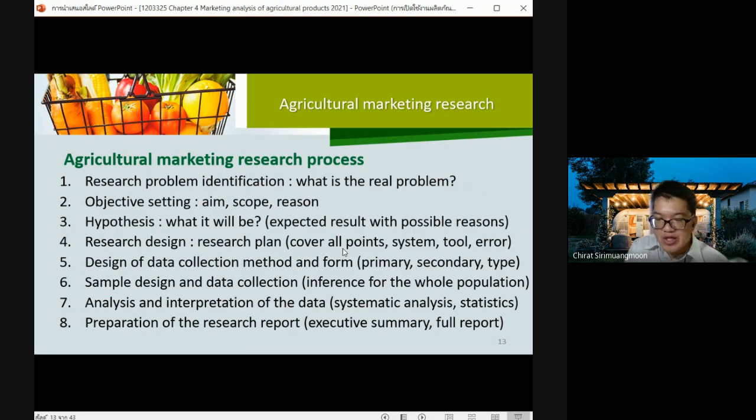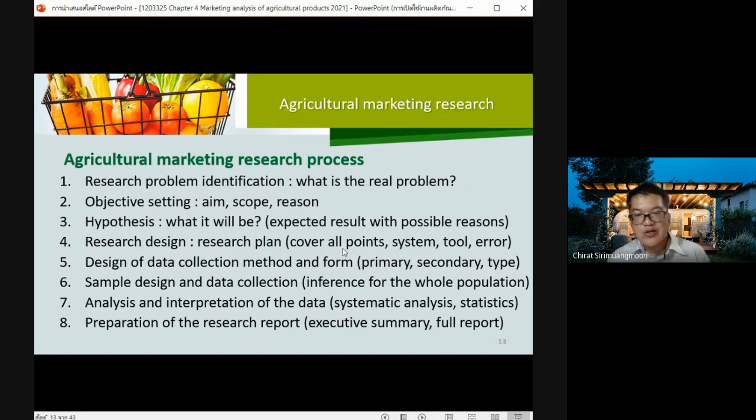For example, if you have a problem with transportation and your strawberries look quite bad because they are bruised or have some wounds, some defects on the skin, I might think, oh, it might be because of the way we pack and also the transportation time. So I think, oh, this is the problem. This is research problem identification.